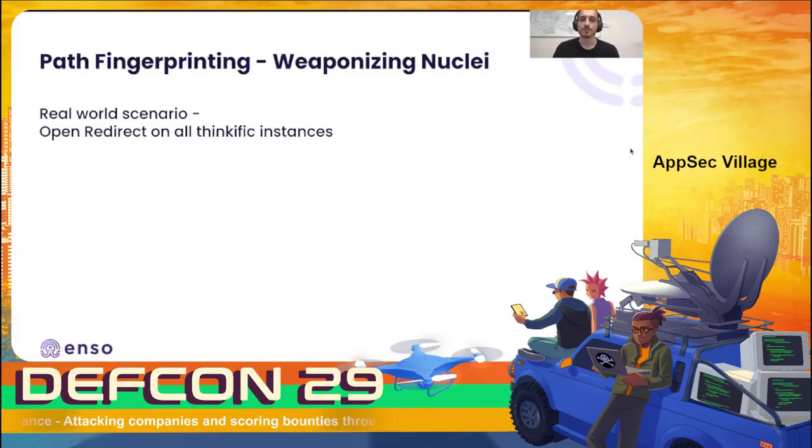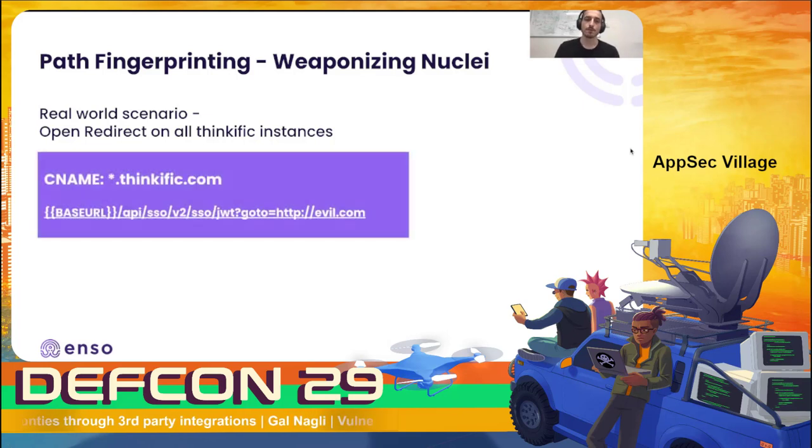The final point will be past fingerprinting. We will be weaponizing Nuclei. Let's take a look at a real-world scenario that I found 6 months ago of Open Redirect on all Thinkific instances, which is a teaching platform. The signatures that indicate the vulnerability will be a CNAME record pointing to anything under thinkific.com, and that the path of the URL as api/sso/jwt?goto=every.com will actually redirect us to every.com.